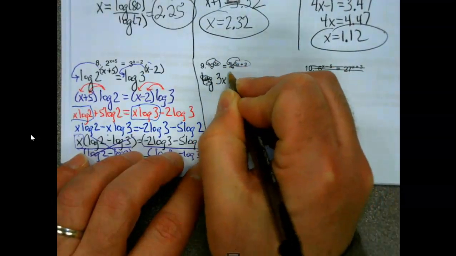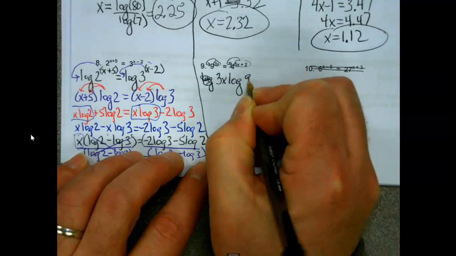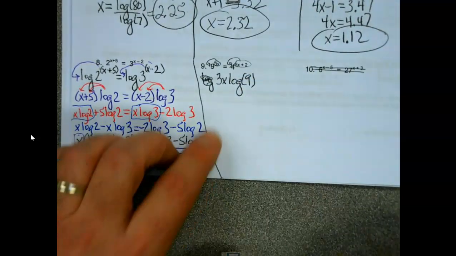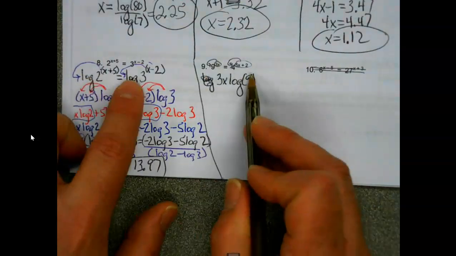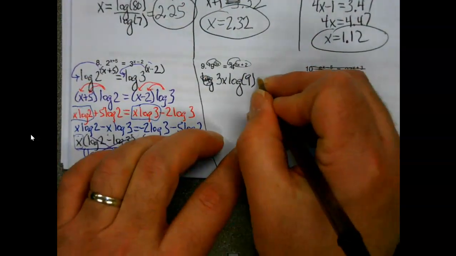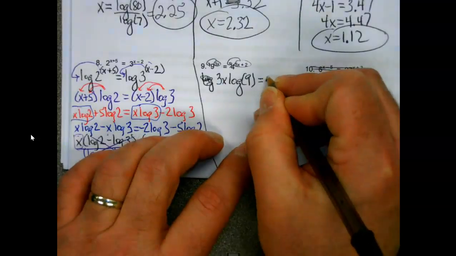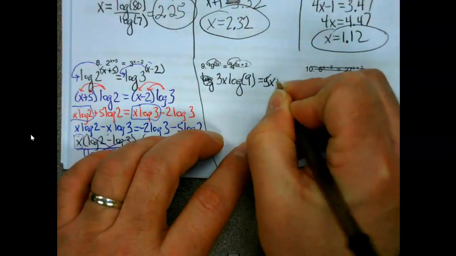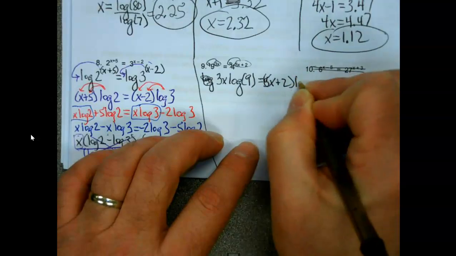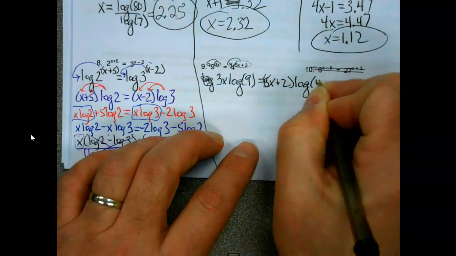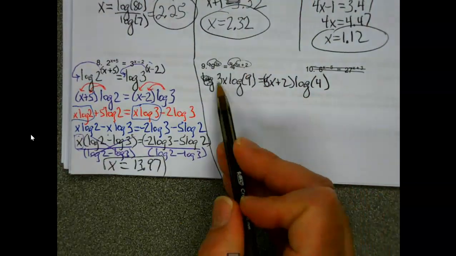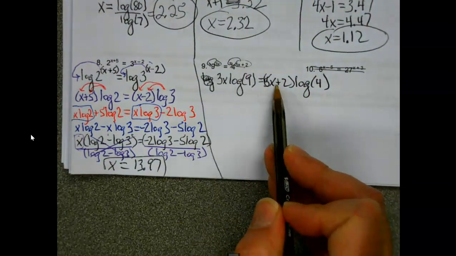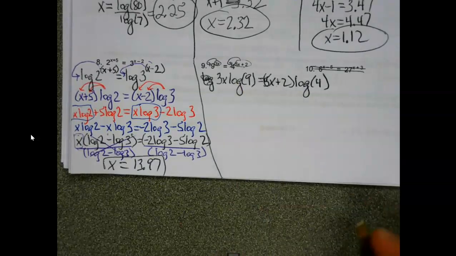So 3x log of 9. Because again, I could have just written log base 9 of that and then brought it down, but I can kind of see here how this is going to work. And then we've got 5x plus 2 times log 4. Okay, exponents became coefficients of each of those logs.